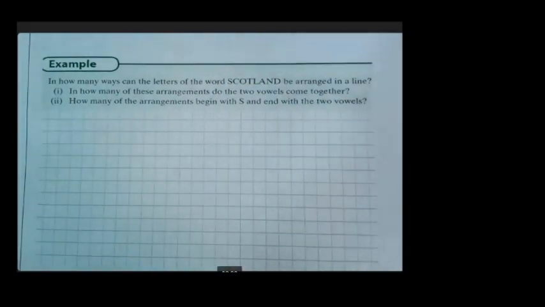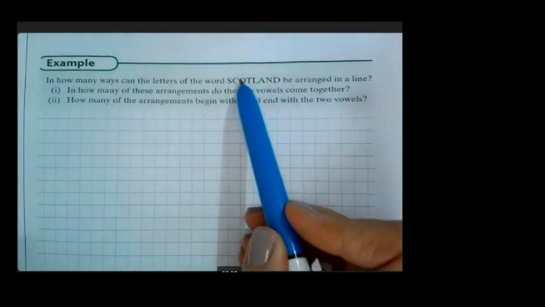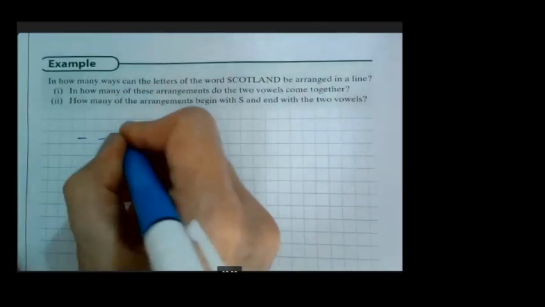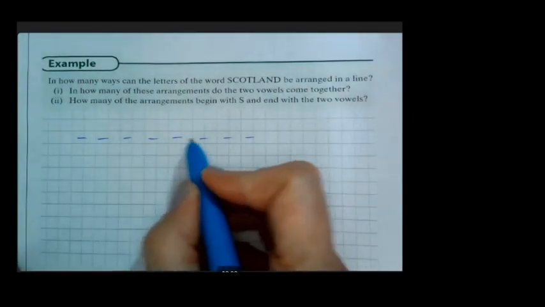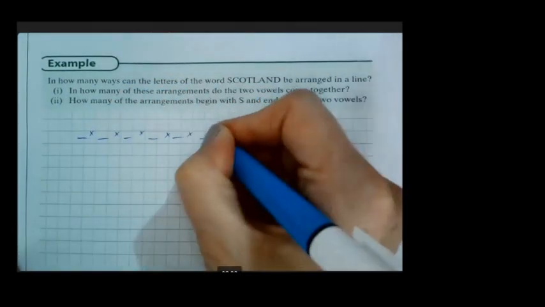They haven't specified here that the letters cannot be repeated, but again, it is implied in the context of the question. If we're going to move a letter into a position, it's no longer going to be available as an option for another position. So how many letters are we arranging? We've got 1, 2, 3, 4, 5, 6, 7, 8. So I'm going to put my 8 options, 1, 2, 3, 4, 5, 6, 7, 8, and a multiplication sign in between each of those.